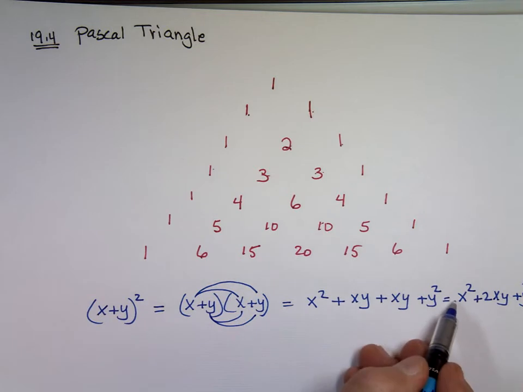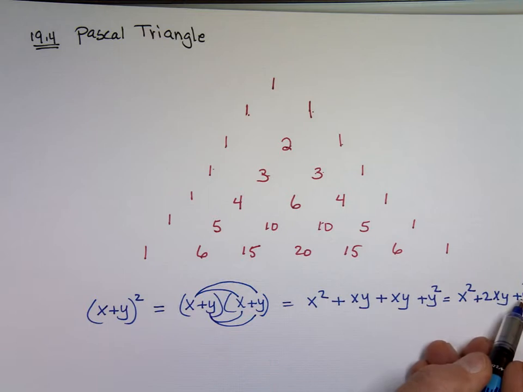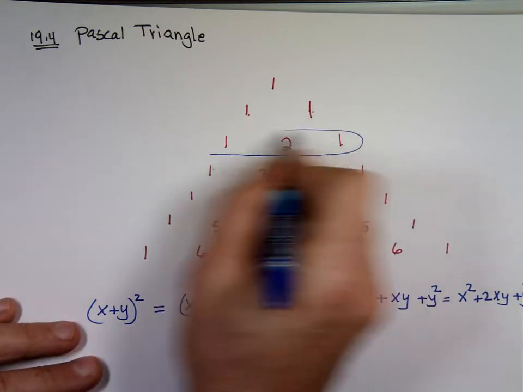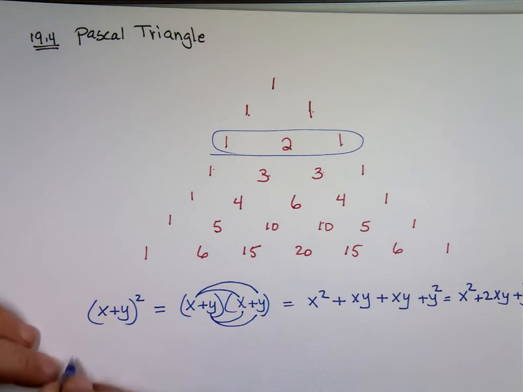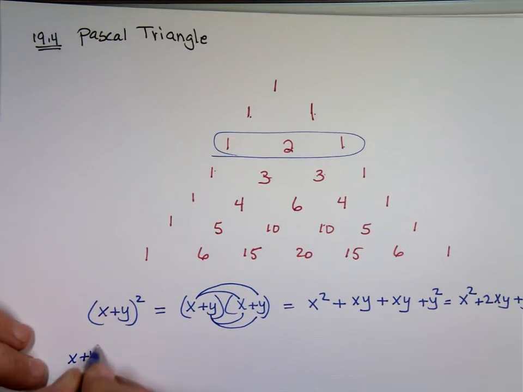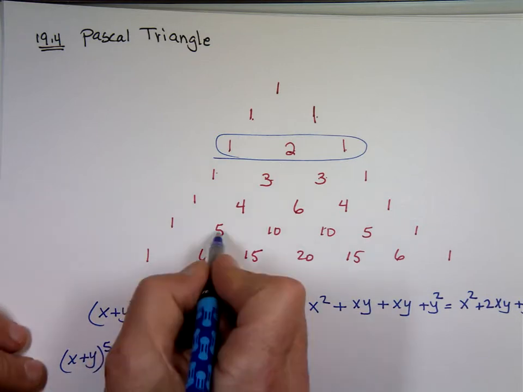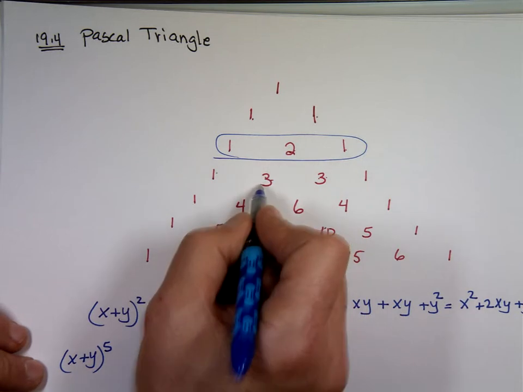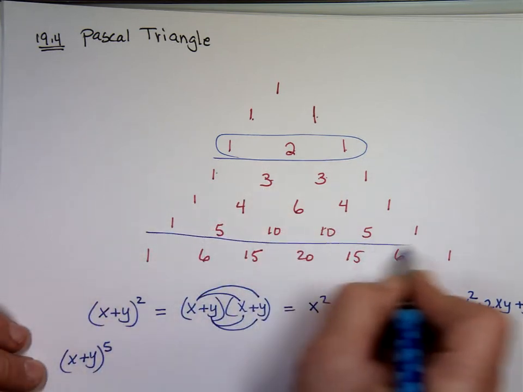What's the number here? 1. What's the number here? 2. What's the number here? 1. So what about it? So can I go now without having to do this if I gave you x plus y to the 5th, without having to multiply this 5 times? This is the 5th. See this one? That's the 2nd, the 3rd, the 4th, the 5th, the 6th power. The 6th power, these are my numbers in the front.